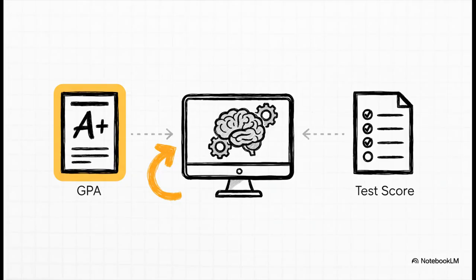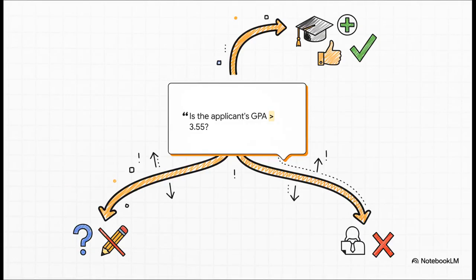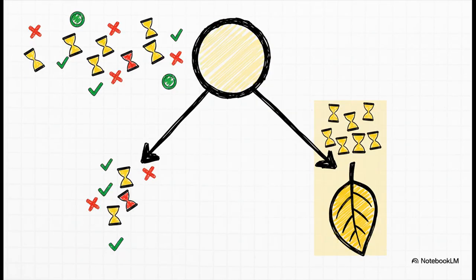So the first job of the algorithm is to look at all our data and ask, what's the single best question I can ask to split this group up into the purest possible piles? You know, computers use fancy math to figure this out, but for us, let's just say it decides the best first question is about GPA. And that question, that very first fork in the road, becomes our root node. The tree is now going to take every single applicant and send them down one of two paths based on whether their GPA is higher than 3.55 or not. And check this out. That one question actually worked perfectly for one group.